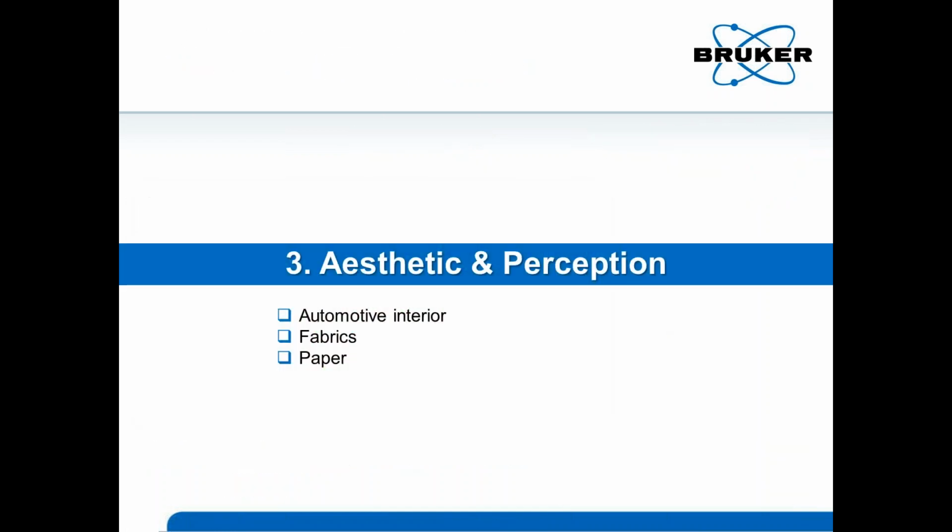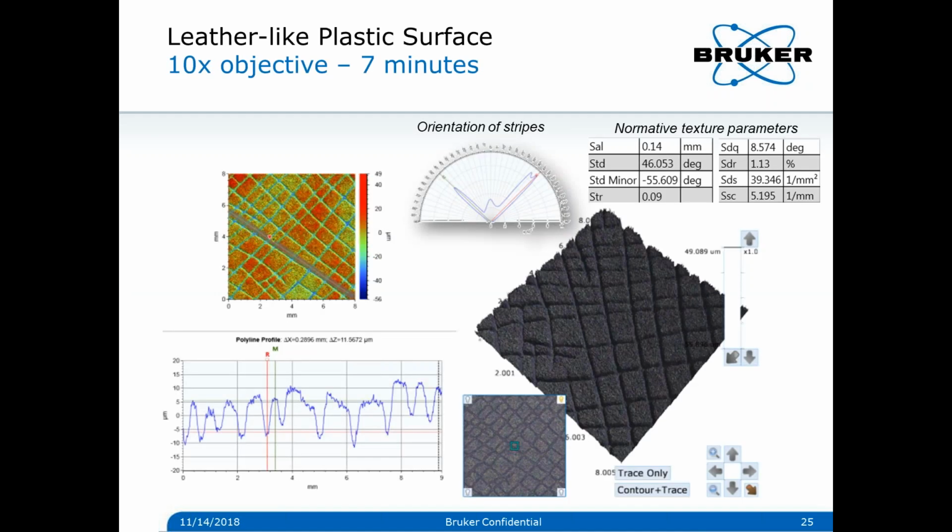So now I will go for the third application, which concerns aesthetics and perception. We all know that whenever we enter a car, the interior will look either shiny, matte, comfortable, aggressive. The same happens for all the fabrics, tissues, or even paper whenever you take a pen and start to write on it. So what I want to show here is how focus variation plays a role.